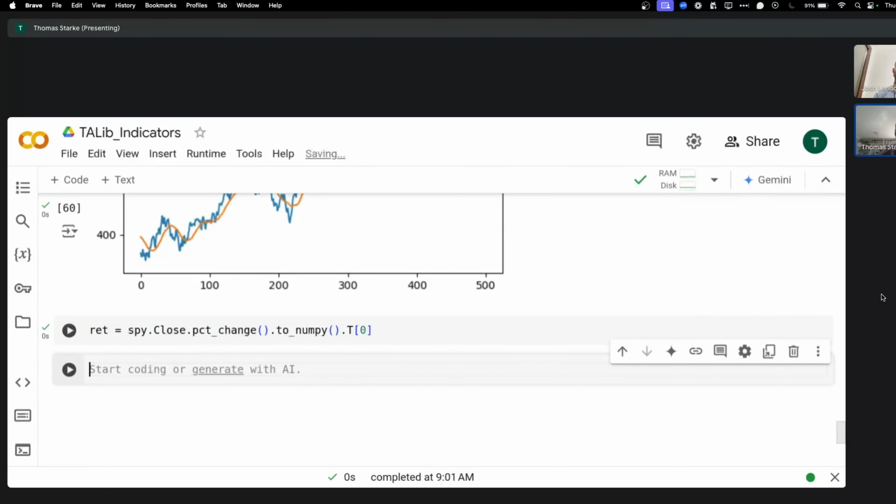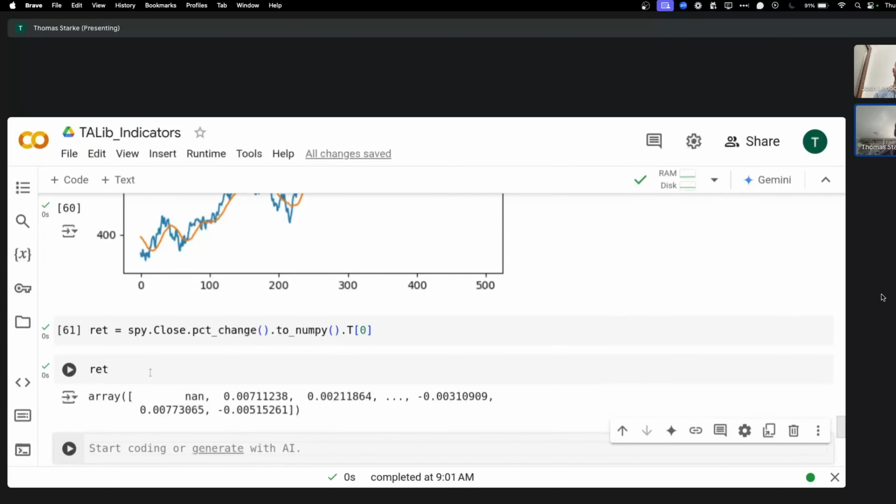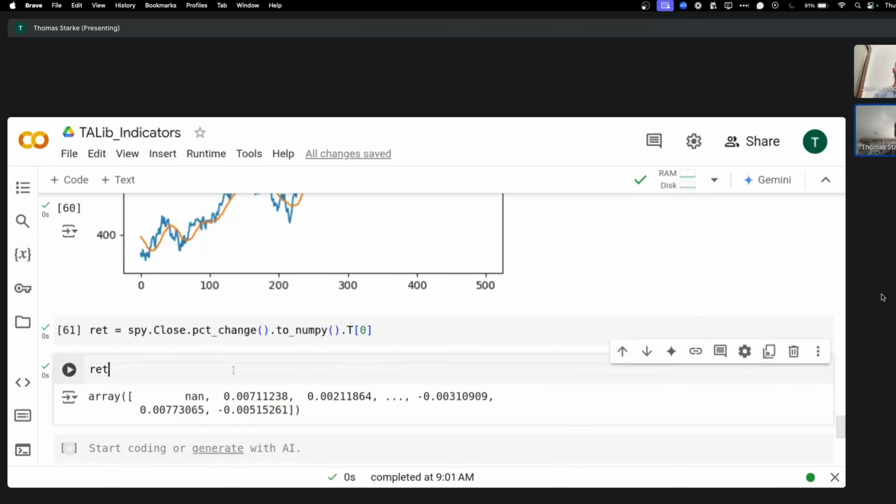Okay. So now we've got a return. And if we look at the return series, you can see that these percentage returns are quite small. This is like 0.07%, 0.02%, 0.03. So 0.003 basically means 0.3%. 0.005 is 0.5%. So they are quite small numbers.